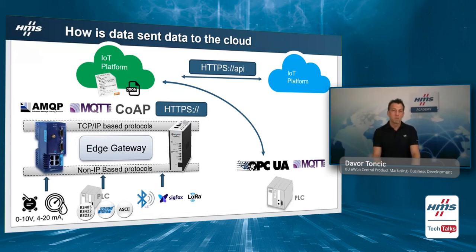A lot of manufacturers in the automation industry are also implementing OPC UA and MQTT directly into the various types of devices. And also a common way to communicate between the various types of platforms is using HTTPS and some sort of API between those two clouds.